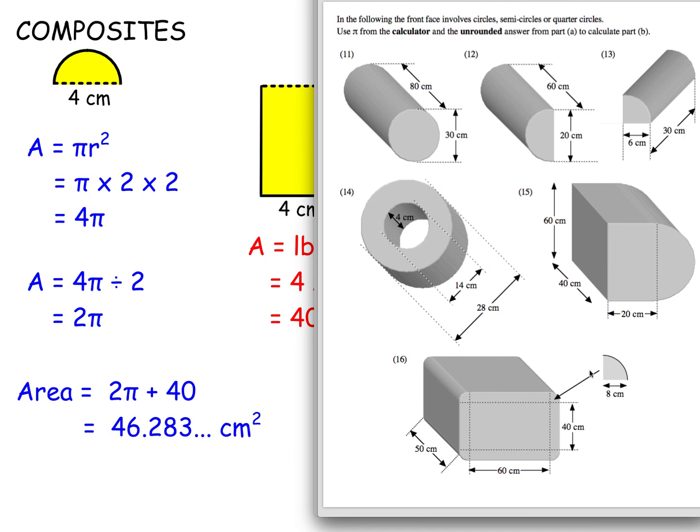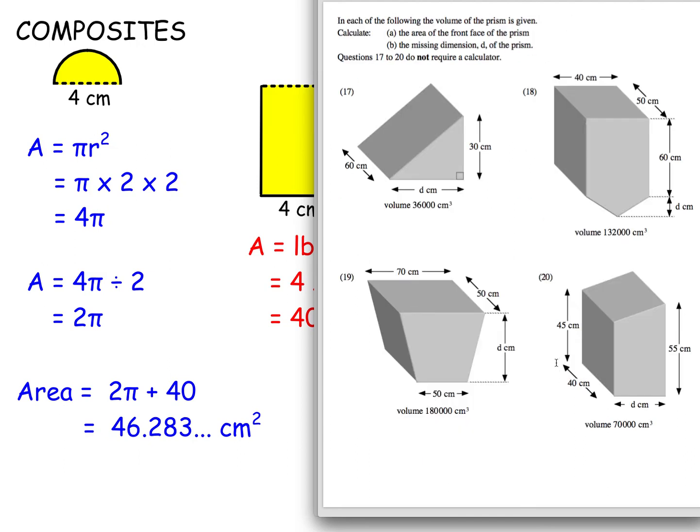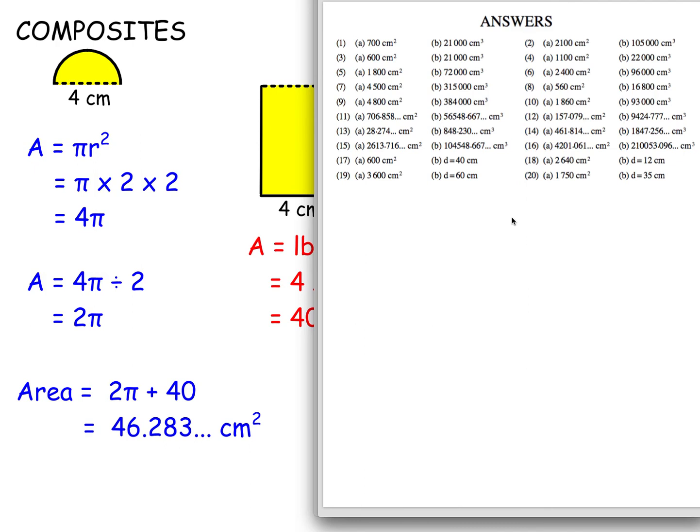Cylinders and variations on it, combinations of parts of cylinders and cuboids, but what you do is you want the area of the end face, rectangle plus semicircle, and eventually working backwards, told the volume, work back to a missing dimension, and the answers are with them.